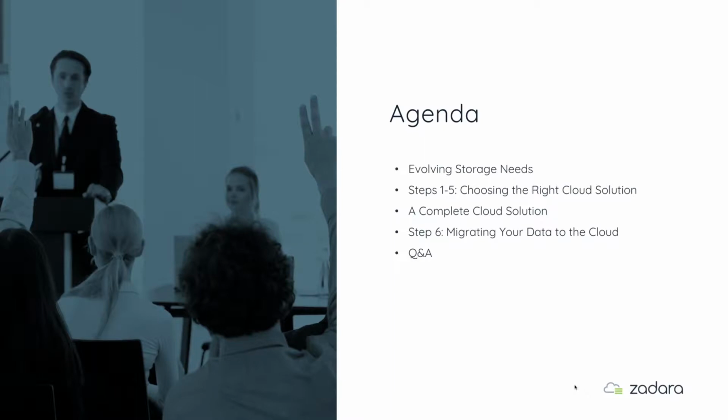And then in terms of the 6 steps, steps 1 through 5 are really about making sure you're asking and answering some very important questions. And we're going to go through those. And then we're going to take a look at what we think is a complete cloud solution and what the attributes of such a solution are. And then finally, step 6, and certainly what we think is one of the most important, because it's where the rubber meets the road, you might say, and that is actually migrating your data to the cloud. All of us that are doing this for a living know that is a critically important step.